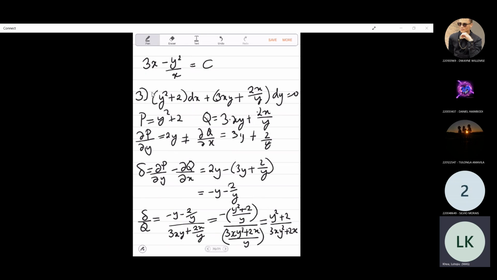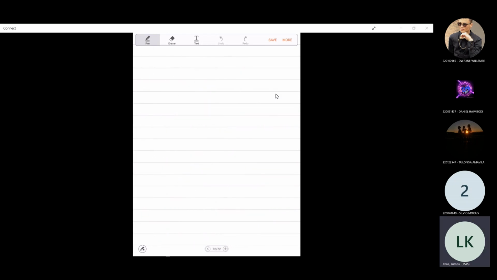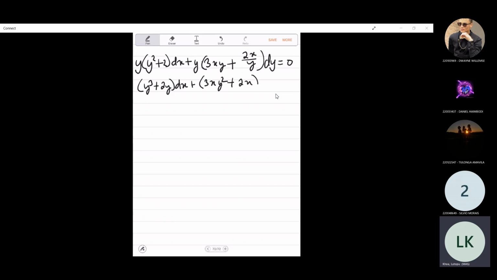I'm going to multiply the differential equation by that integration factor. For doing that, we have y multiplied by (y squared plus 2) dx, y times (3xy plus 2x over y) dy. This is 0. We have (y cubed plus 2y) dx plus (3xy squared plus 2x) dy is 0. Our p is y to the power of 3 plus 2y. Our q is 3xy squared plus 2x.